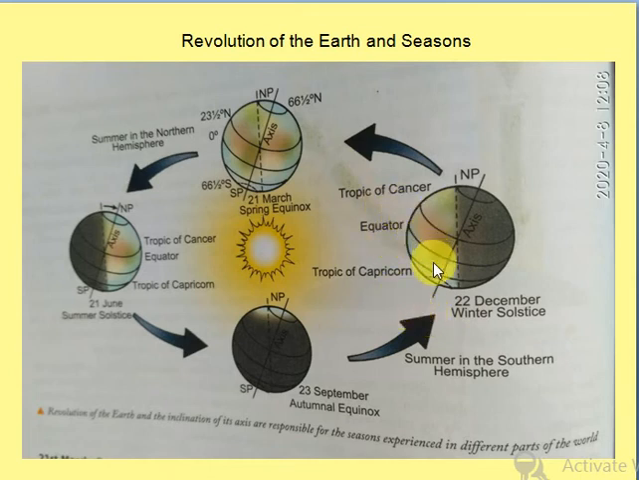So dear students, do you know that Christmas is celebrated in Australia in the summer season? Because of these reasons. And on 21st March and 23rd September, direct rays of the sun fall on the equator. At this position, neither of the poles is tilted toward the sun.